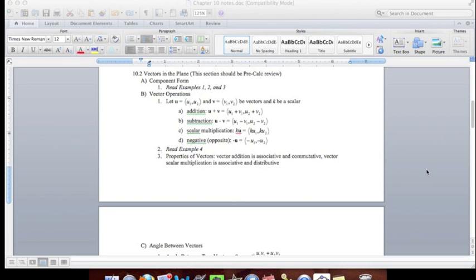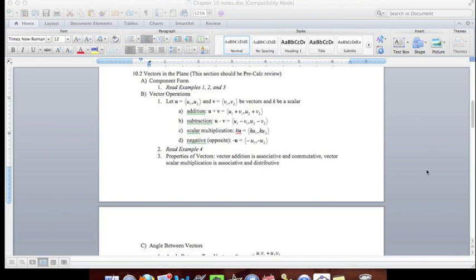Alright, so that was examples 1, 2, and 3. We didn't have any notes on those. Now getting into section B, vector operations: adding, subtracting, multiplying vectors by a scalar, or multiplying them by -1. We can just take care of our component-wise operations.